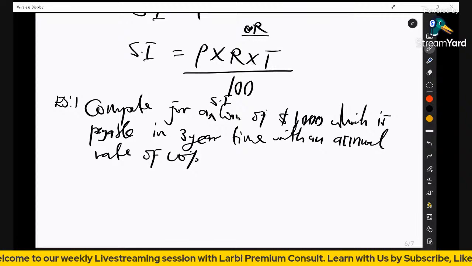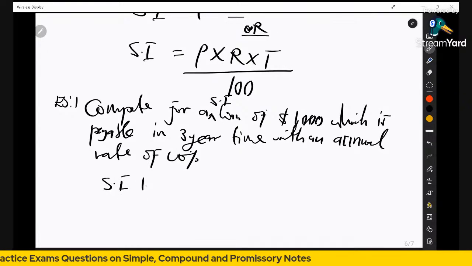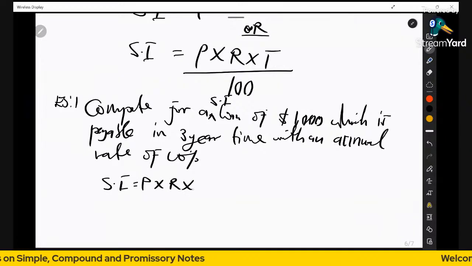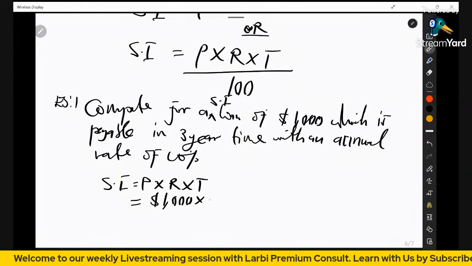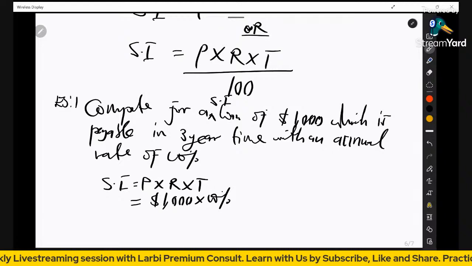We have the initial amount being the principal, the time, which is 3 years, and the annual rate of 10%. So how are we going to compute the simple interest? SI is equal to the principal multiplied by the rate multiplied by time. The principal is the loan, which is $1,000, and then multiply by the rate, 10%. Remember, this is per annum information. When we get to compound interest, you will appreciate the periods better, but for now, let's take it like that.